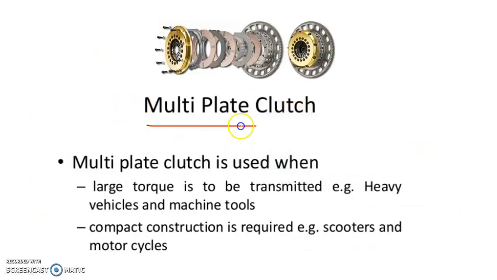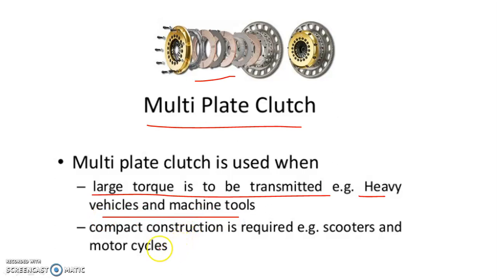After that, multiple plate clutch. You will see there are different numbers of multiple plates. Multiple plate clutch is used when large torque is to be transmitted, for example, in heavy vehicles and machine tools. It is also used where compact construction is required, like scooters and motorcycles.